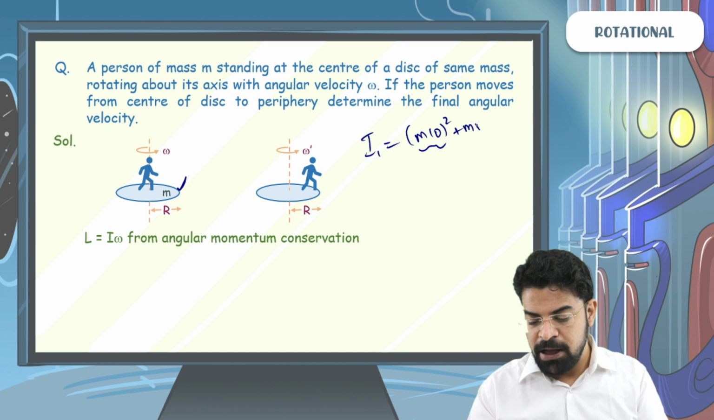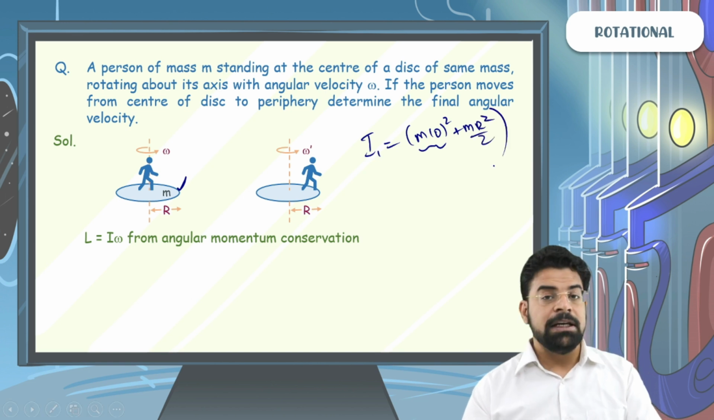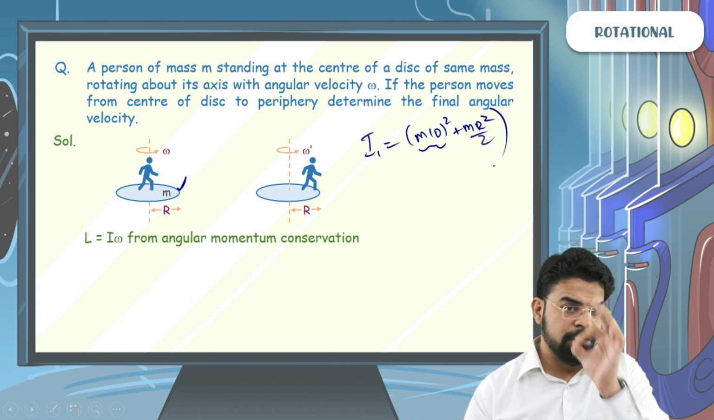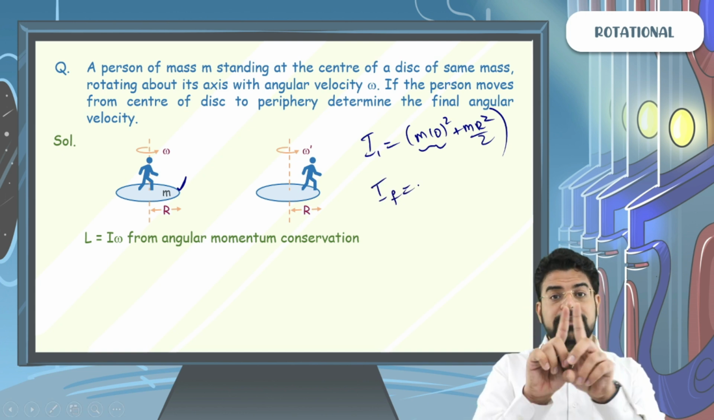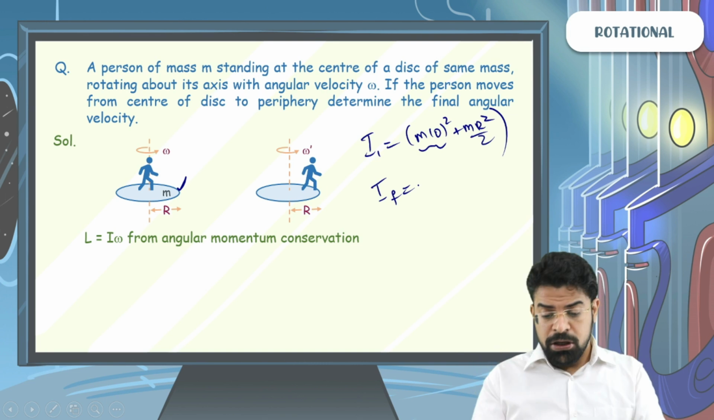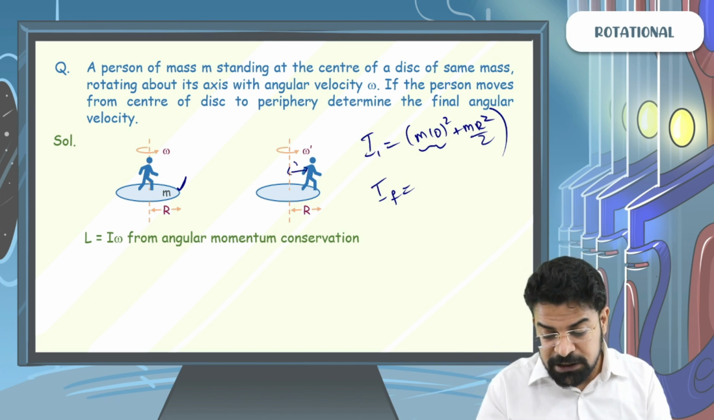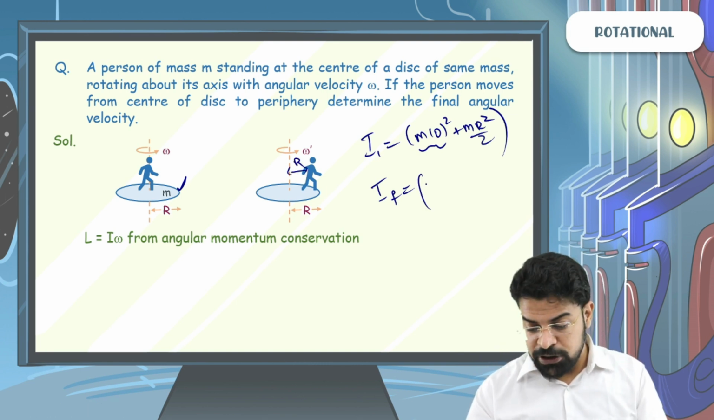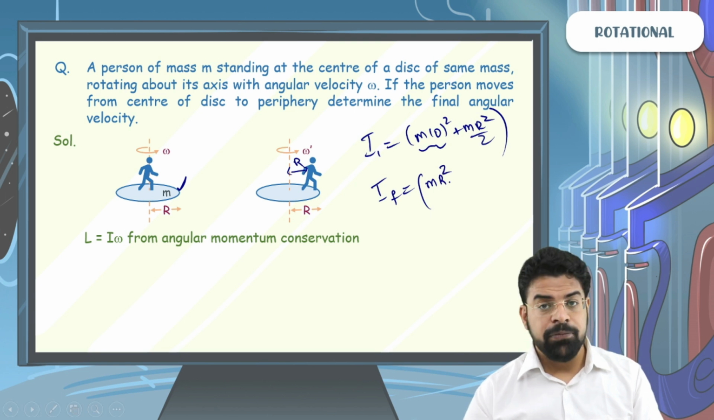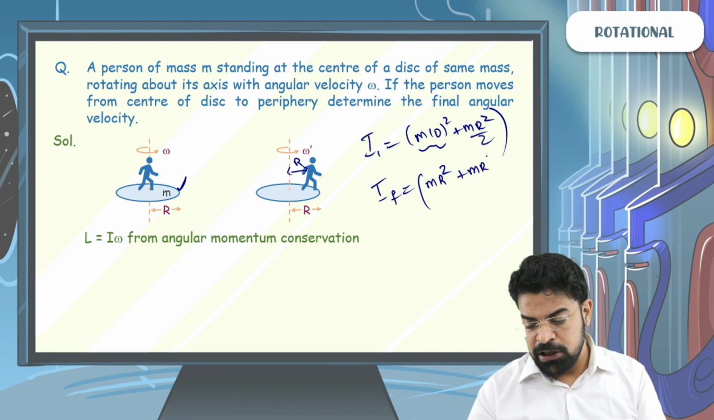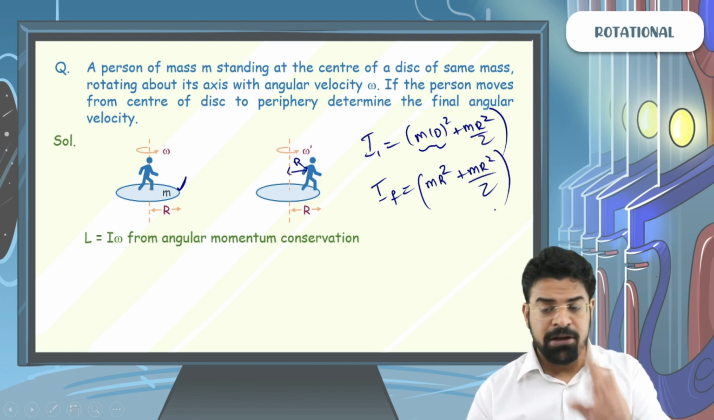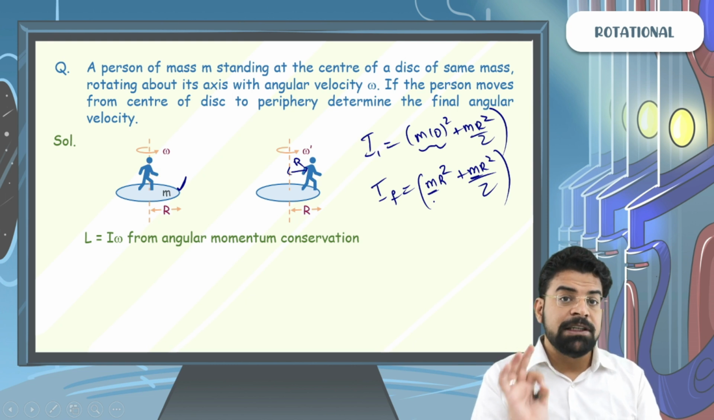So sir, that will be mr square by 2. This is how you write the initial moment of inertia of the system. How will you write the final moment of inertia? So finally the person is on the periphery. So the person is at a distance r. So the moment of inertia of the person will be mr square, while the moment of inertia of the disk is the same, which is mr square by 2. It is given in the question that the person and the disk have the same mass. That's why I have taken both the masses as m.